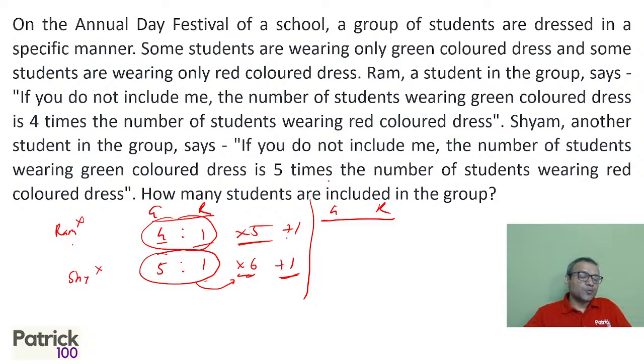What can be the value? So multiple of 5, multiple of 6, multiple of 30. LCM of 5 and 6 is 30. 31 is a possible value. It could be 61, it could be 91, but we have to see which one satisfies, the smallest value.